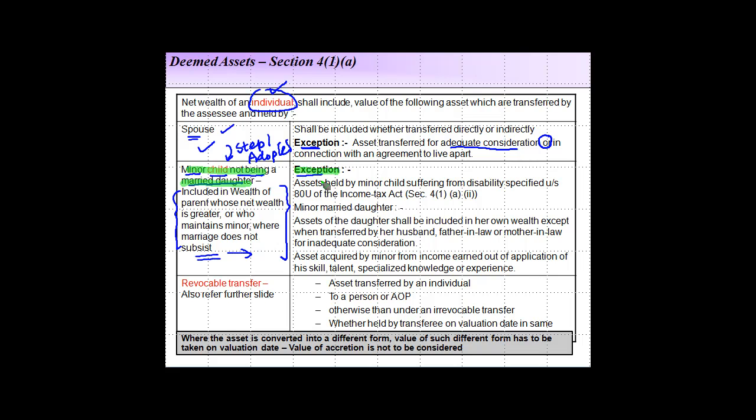The exception to the rule that an asset transferred by an individual to a minor child is taxable in the hands of the individual is assets held by a minor child suffering from the disability referred to in section 80U of the Income Tax Act. So if a minor child is suffering from any of the disabilities which are referred to in this section, then the assets will not be included in the hands of the individual.